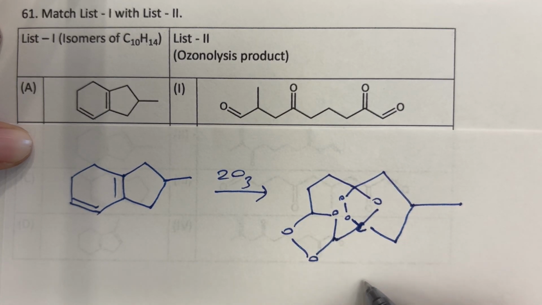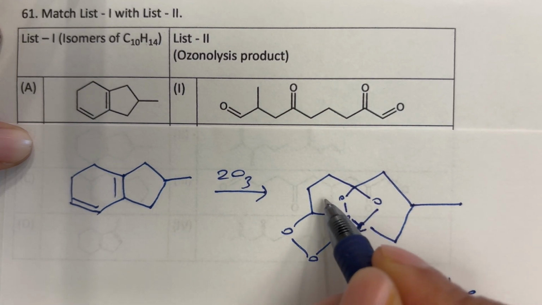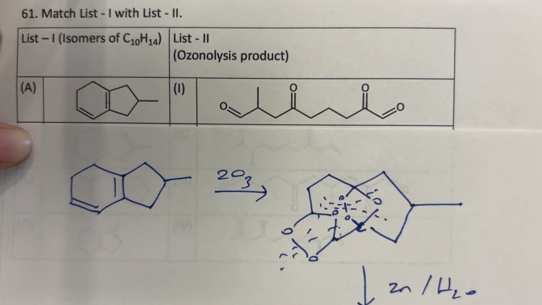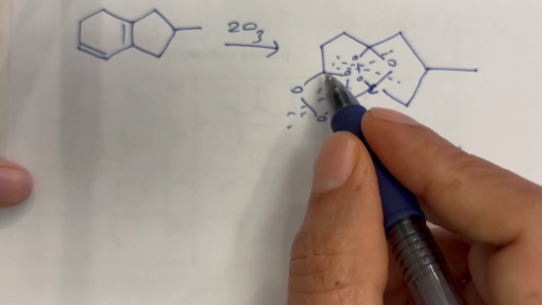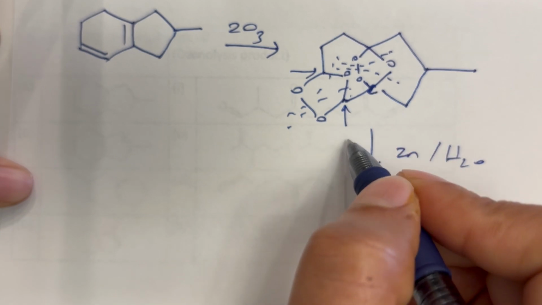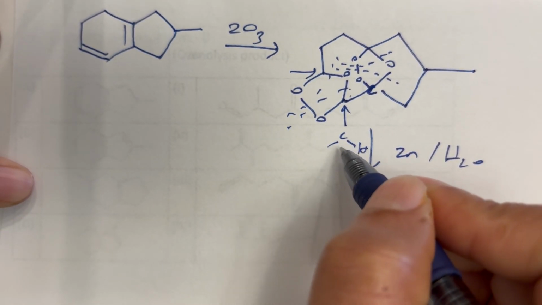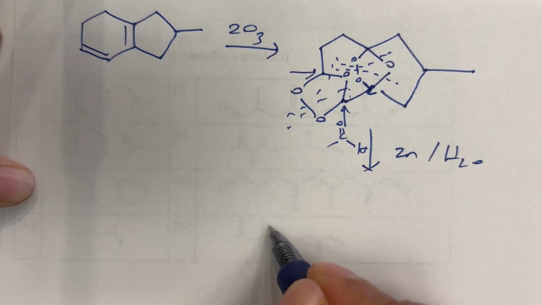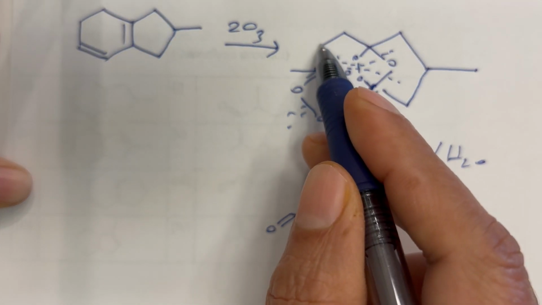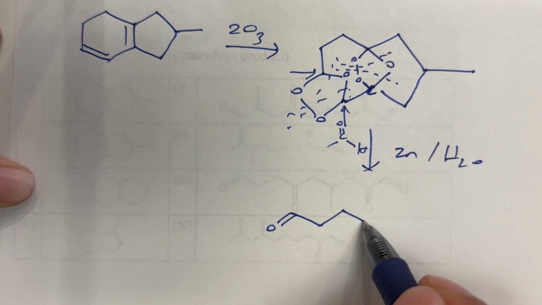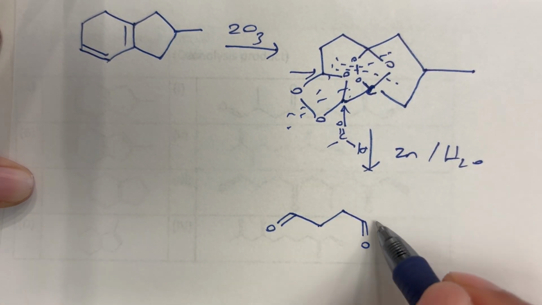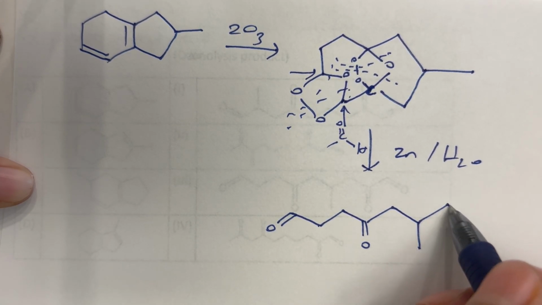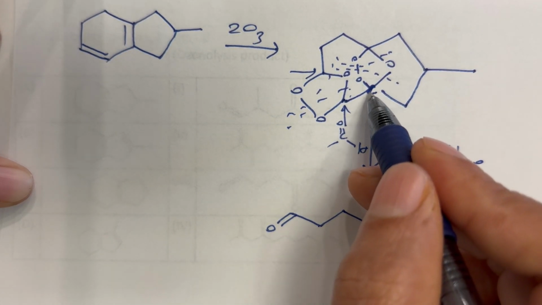So, now when we put zinc and water, the dissociation happens this way. We can break this, we can break like this. So, now the product will be, start from here, we are going to get aldehyde here, we also going to get aldehyde here. So, let us write it this way, and then CH2, CH2, one CH2, another CH2, and then ketone. We have a ketone here, and then CH2 again, and then CH3, and then CH2, and then ketone here, and then this ketone is connected to an aldehyde.